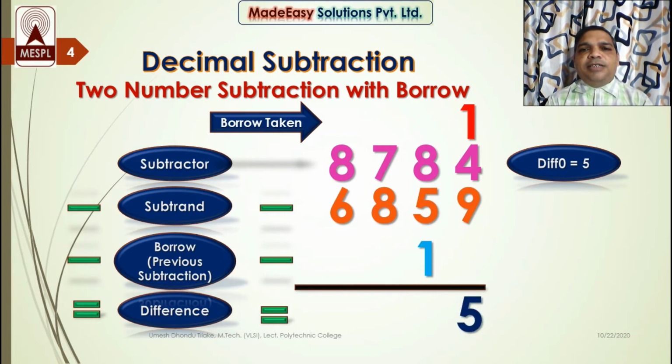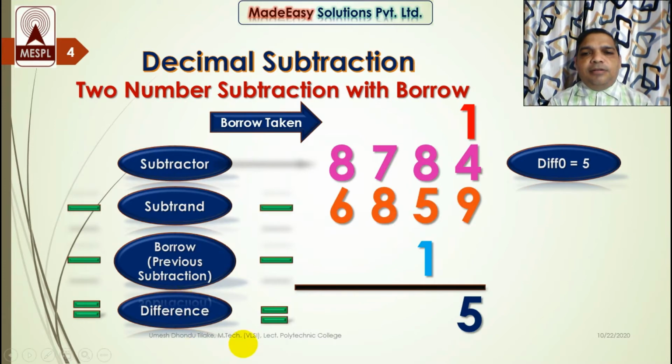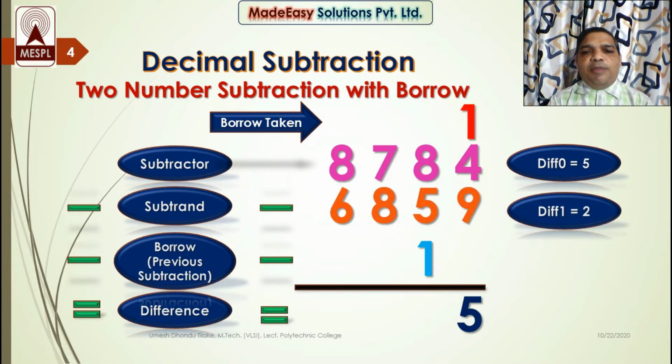Now perform the next digit subtraction, that is subtract 5 and 1 from 8. Now can I subtract? Yes, because 8 is larger than 5 along with 1. So 8 minus 5 is equal to 3, 3 minus 1 is equal to 2. So I must get 2 as a difference over here, and I will put the difference over here.